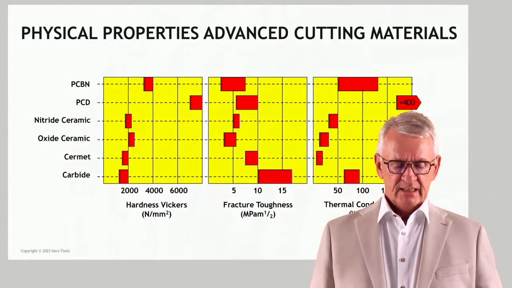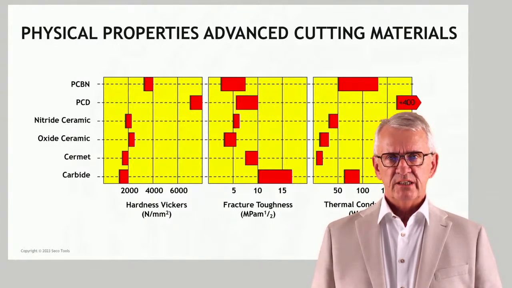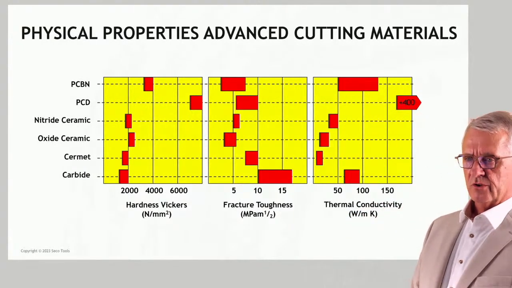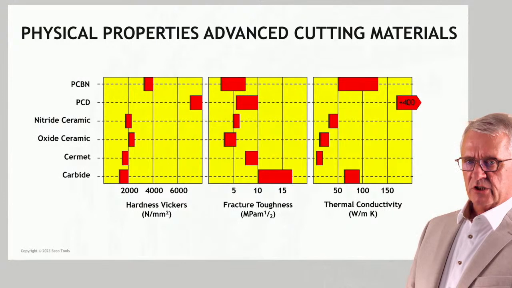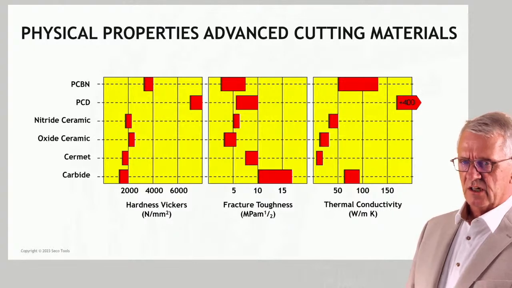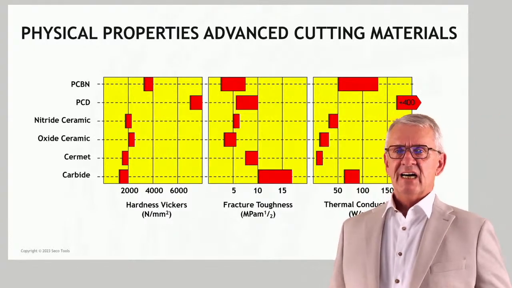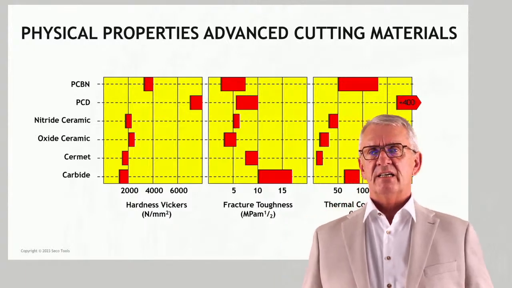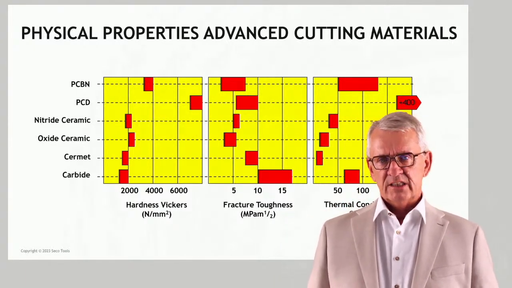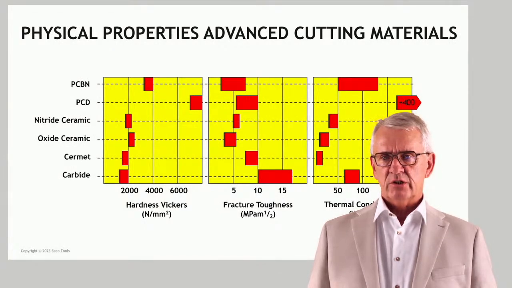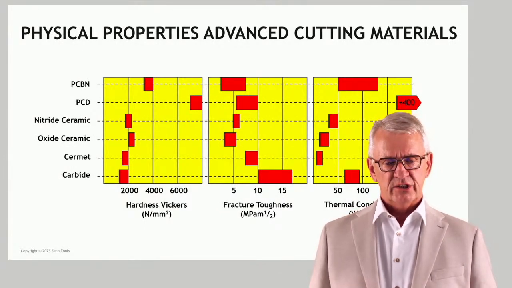Now, if we, like I did in the beginning, try to position these things from a physical perspective, their hardness, their fracture toughness, and their thermal conductivity. You see at the bottom traditional carbide, and then you see the different materials which are in the family of advanced cutting materials, PCBN and PCD, ceramics, and cermets. And we see in hardness, with the exception of PCD and CBN, that they are all in the same range, more or less. Fracture toughness, we see that they are all more fragile than traditional carbide. It's something we have to be aware of.